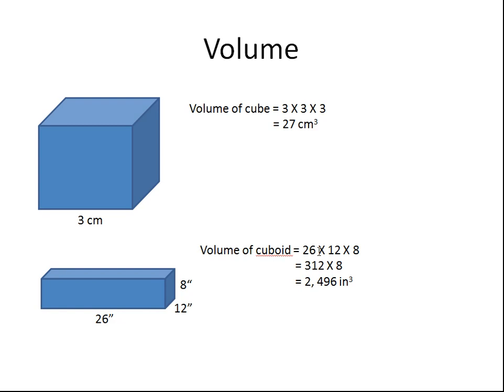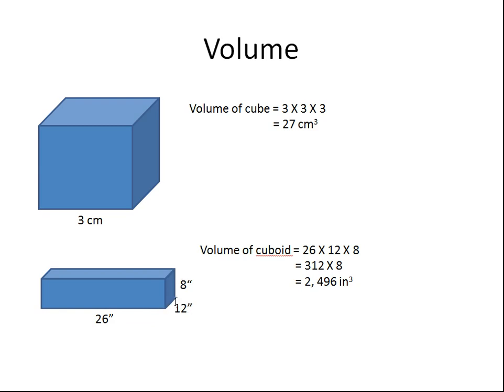And moreover, it doesn't matter whether you take 26 times 12 times 8 or 8 times 12 times 26 or 26 times 8 times 12. The order is not important because the answer will be the same since it's all multiplication throughout. However, for logic purposes and for reasoning, we would want to say that this is actually the base area multiplied by the height.